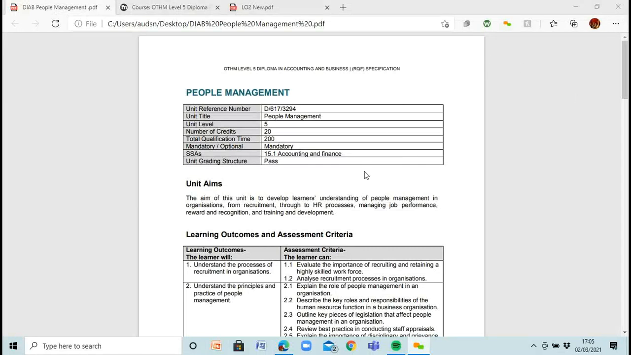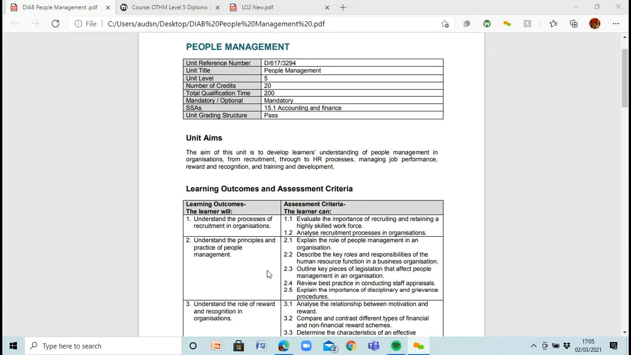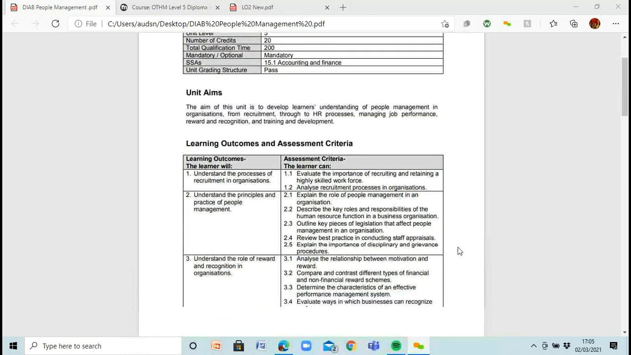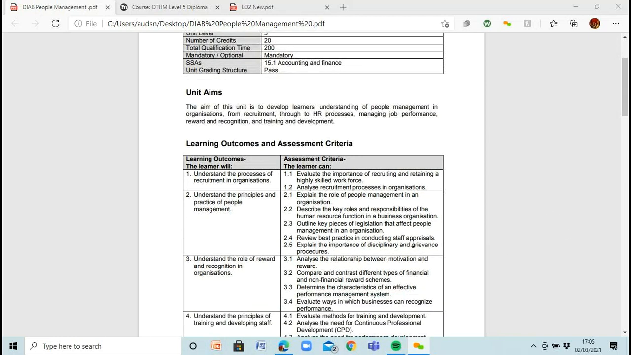So we're going to look at Learning Outcome 2. Yesterday we looked at Learning Outcome 1 where we looked at recruitment and how it takes place in organizations. Today we're doing Learning Outcome 2. So it's understand the principles and practice of people management. Like I was just saying, there's actually 5 assessment criteria in here. So it's a bit of a big one.